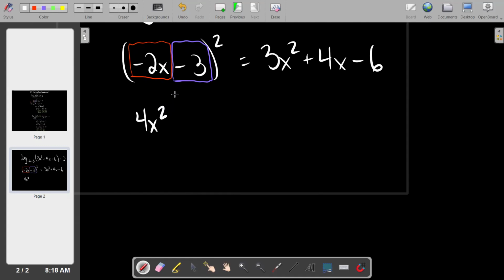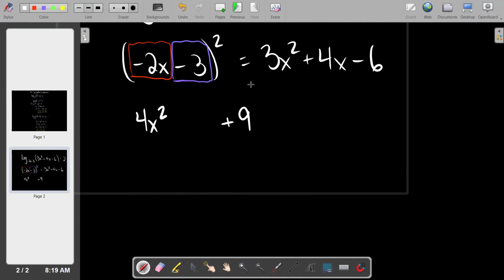4x squared. Square the purple thing. What do you get? Plus 9. Good. And I'm going to leave a space and put plus 9 at the back because in the middle I have to do the multiply double step, right? The two middle-y term kind of things that I don't want you to see them. I just want you to talk about them.